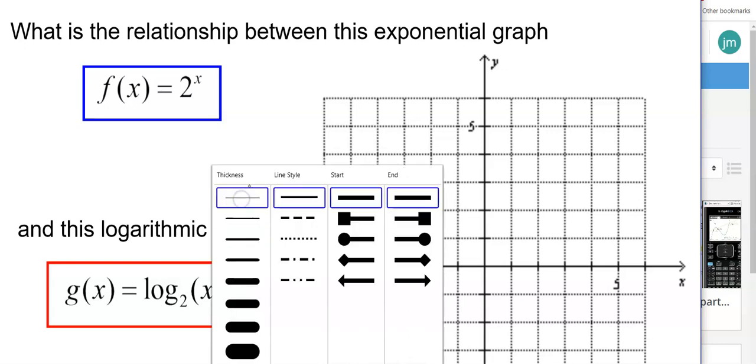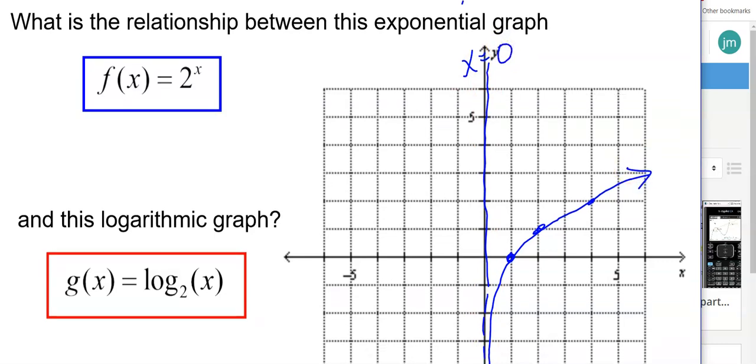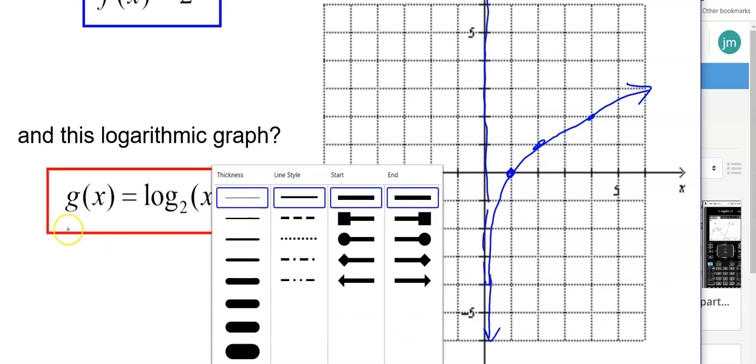maybe you'll see it. So the base on this one is 2. So let's see, that's our parent graph, right? Goes through that point, that point, that point, has this kind of a look to it. Approaches an asymptote at x equals 0. It's a vertical asymptote. Okay, and let's do this other graph in red. So we do this one in red.